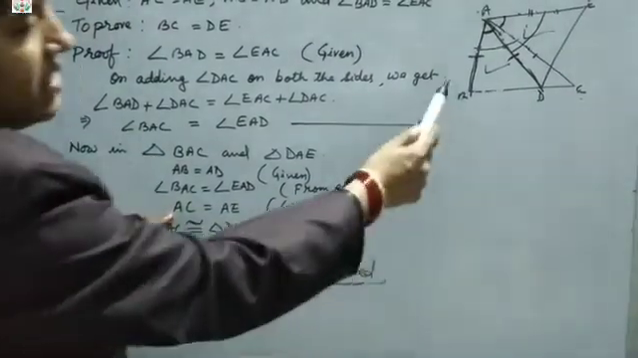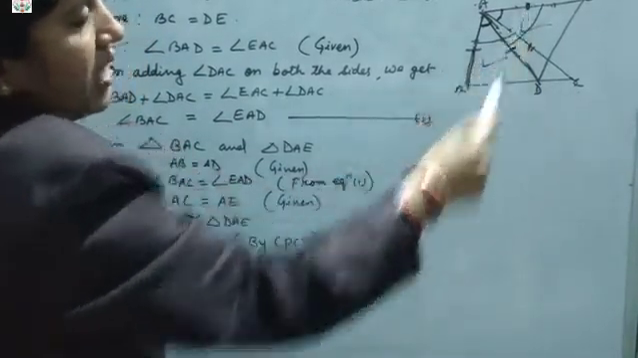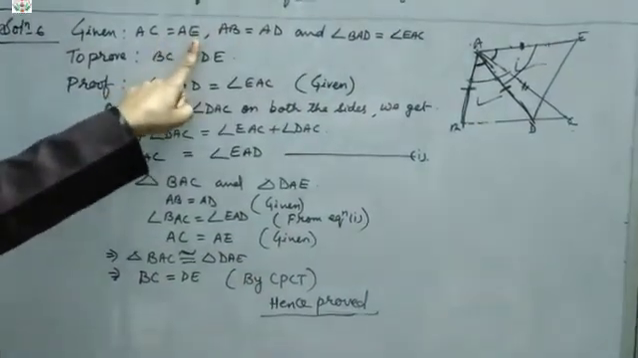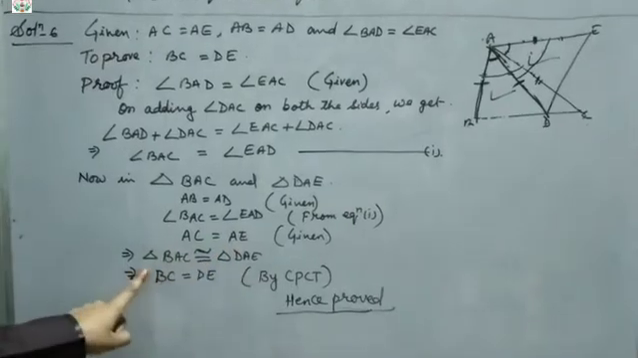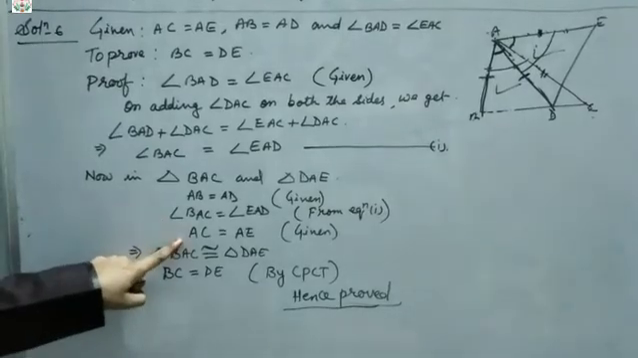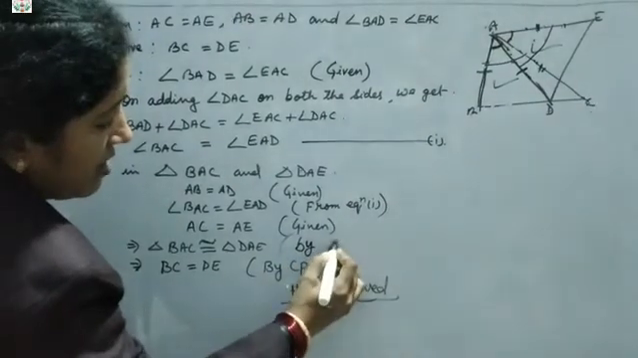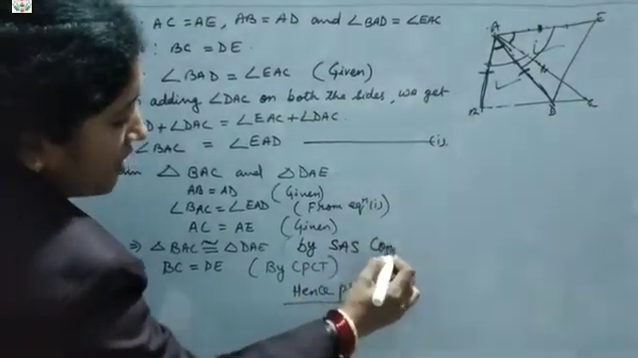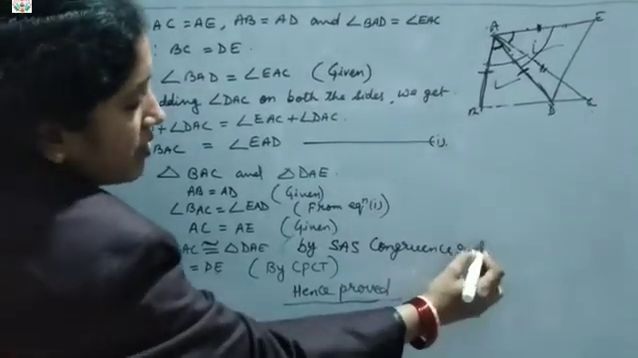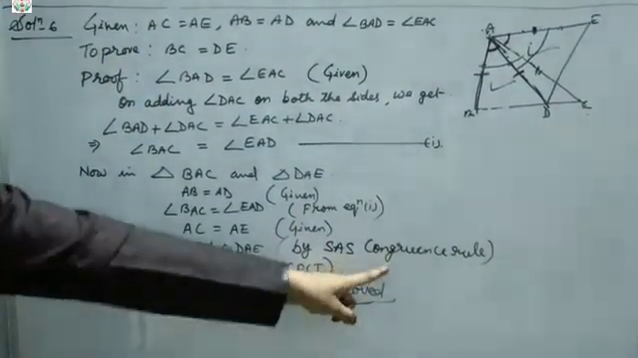Then AC, AC, double line 1 is equals to what? AE, given. This is also given, you can see that. AC equals to AE, given. Okay. Now, both the triangles are congruent by what? Side, angle, side. Okay. So, both the triangles are congruent by SAS congruence rule.